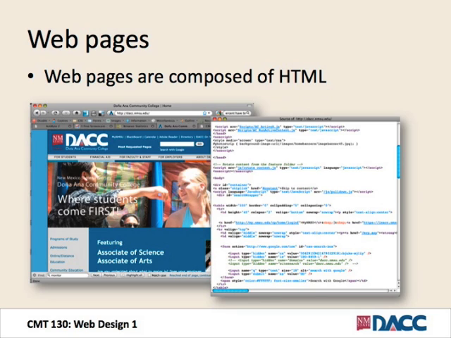So today we're going to talk about understanding web pages. A web page is really just composed of HTML. What you see on the screen is actually a series of codes that are written in HTML.